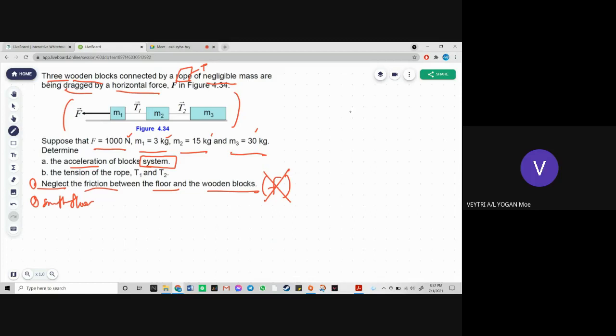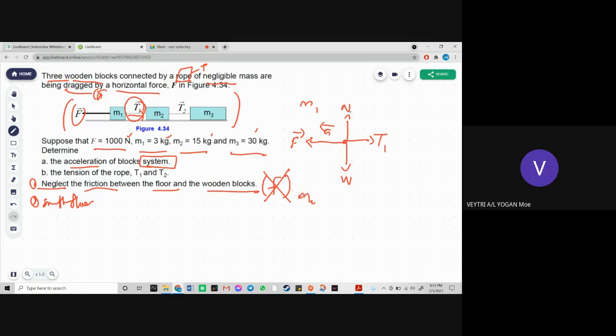Now, let's draw a free body diagram. For M1, this is the object. Force is moving to the left. Where does the acceleration go? If the force is to the left, the acceleration is also to the left, because this is the external force. So acceleration is to the left. Don't forget normal force. Don't forget your weight force. And don't forget your tension force. Tension force is on the right side, always away from the object, because the rope is over here. Now this is the first one.